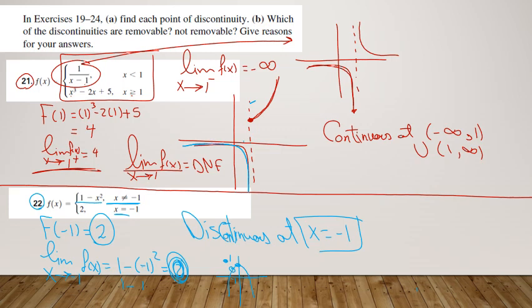So clearly, you will have a point here at 2, at negative 1. The function is 2, but the discontinuity is removable at x equal to negative 1. The function is not equal to the limit.